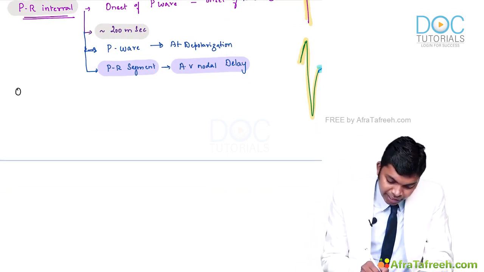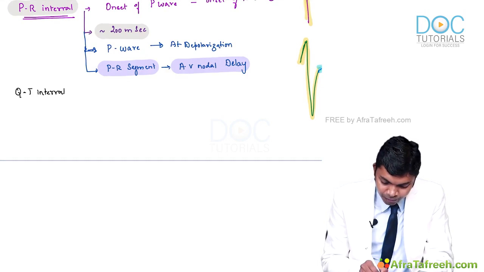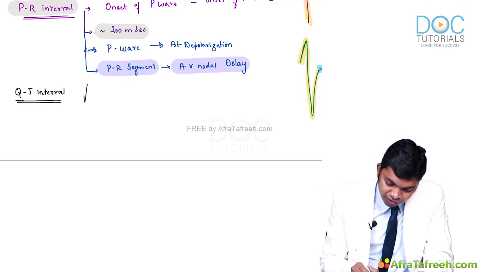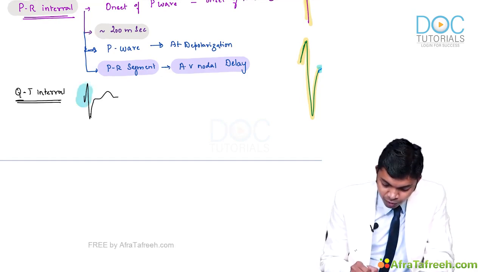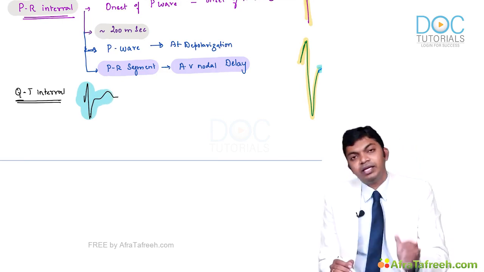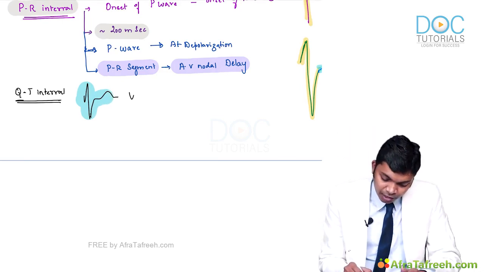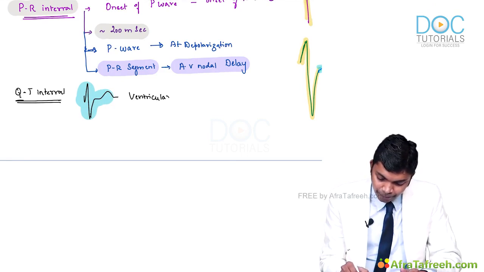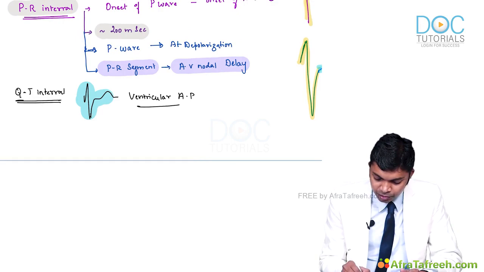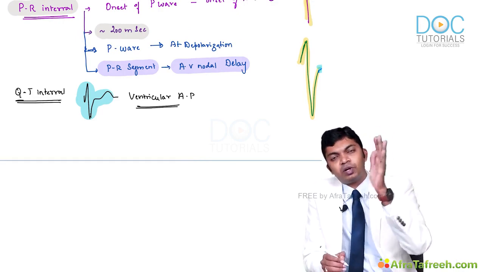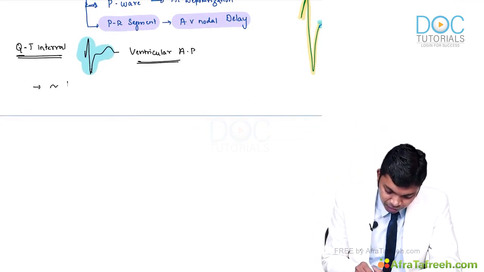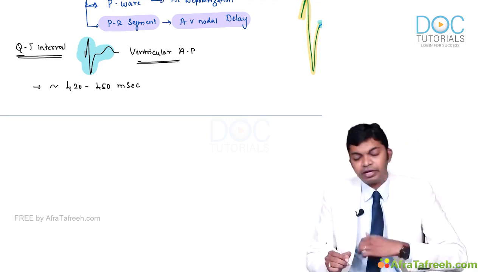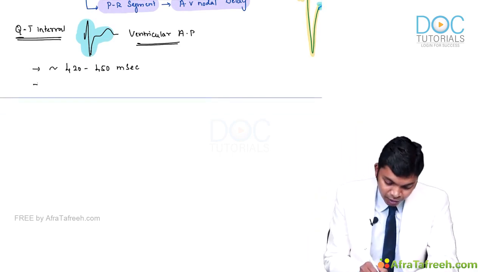Now coming to the second interval, that is the QT interval. The QT interval spans from the onset of the Q wave to the end of the T wave. Okay, this means the entire ventricular action potential, doctors. The entire ventricular action potential from depolarization all the way to repolarization is represented by the QT interval. Now the duration of the QT interval is about 420 to 450 milliseconds.